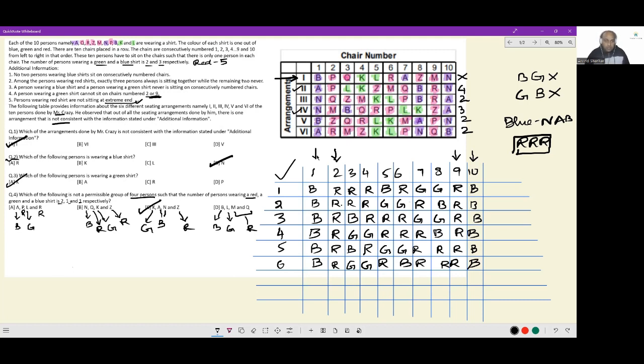For question number 2, we were asked which of the following is wearing a blue shirt. Can you see? N is present here, so it has to be a blue shirt. This way we can identify. Similarly, for question number 4, which of the following is not a permissible group? The third group has A and N. Both of them have to be wearing a blue shirt. So this is the non-permissible group. Question 2 and question 4 can perhaps only be done by understanding what question 1 is saying.